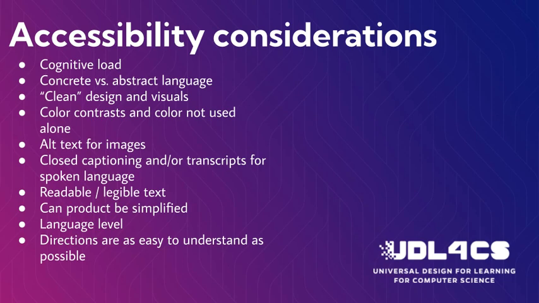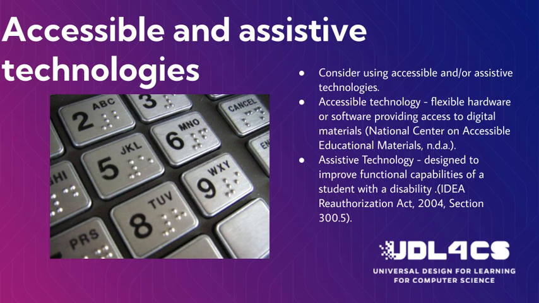For students who may be learning English or have a learning or intellectual disability, look at the language level and make sure the directions are as easy to understand as possible. One resource you can use is Cambridge University Press's Language Level Checker. You may also want to include accessible and/or assistive technologies.